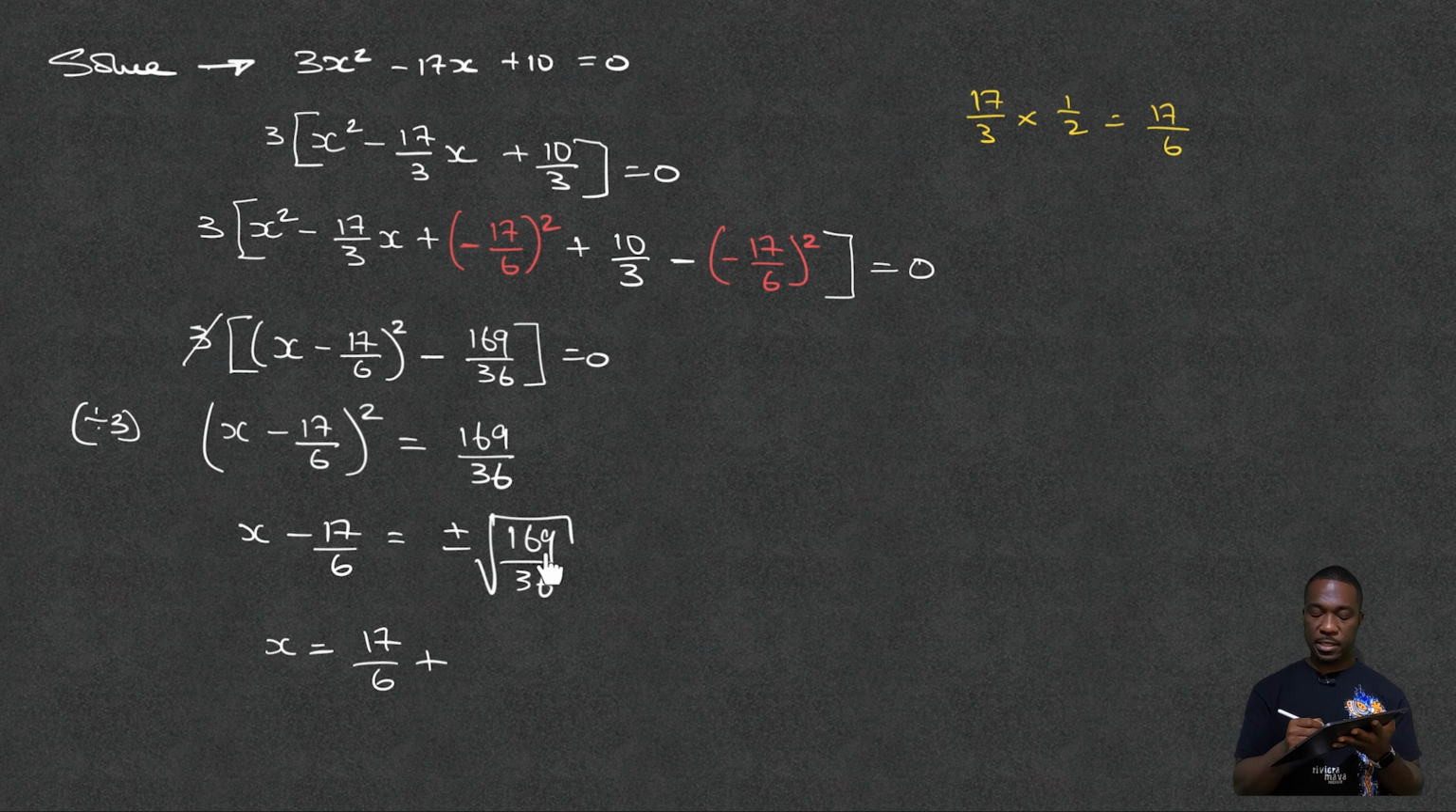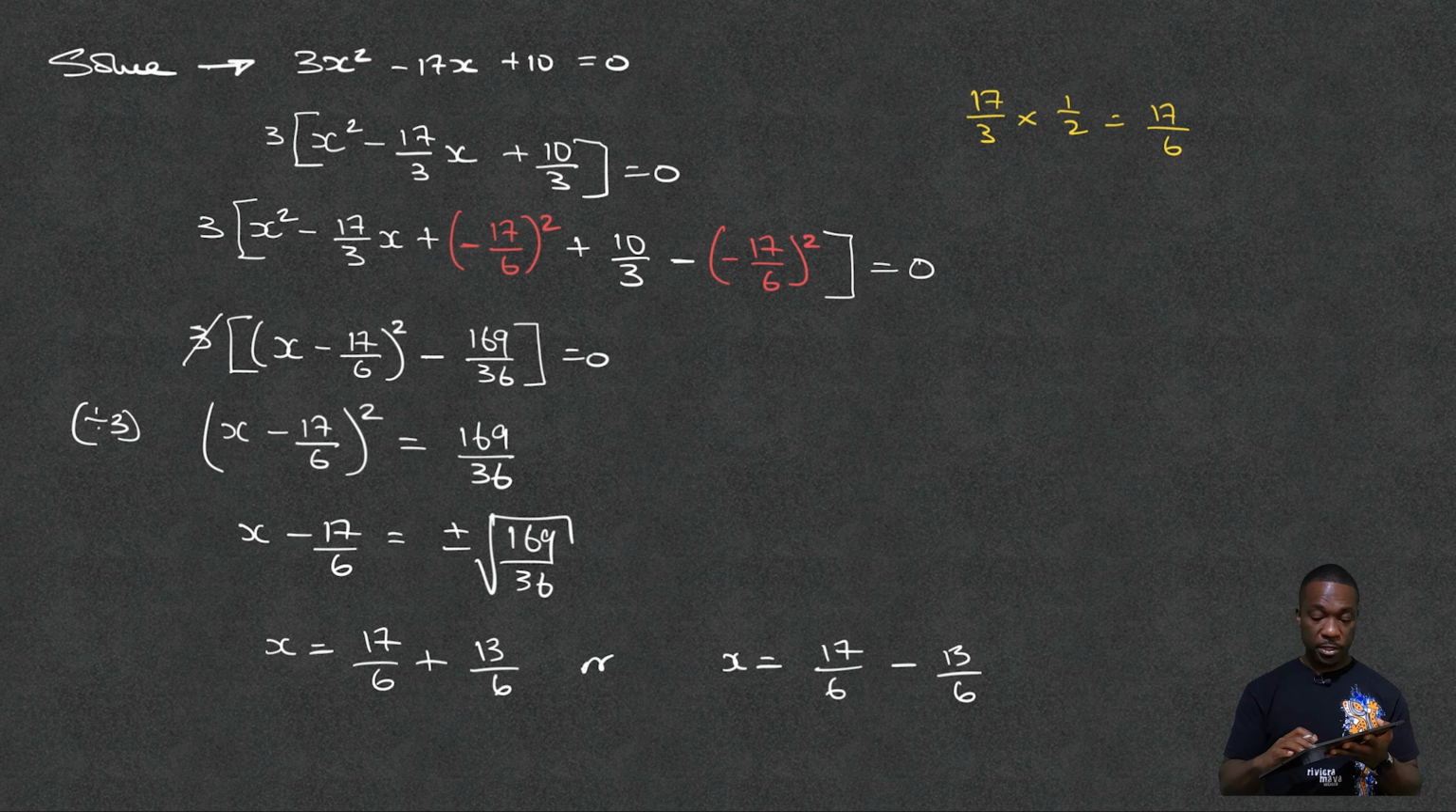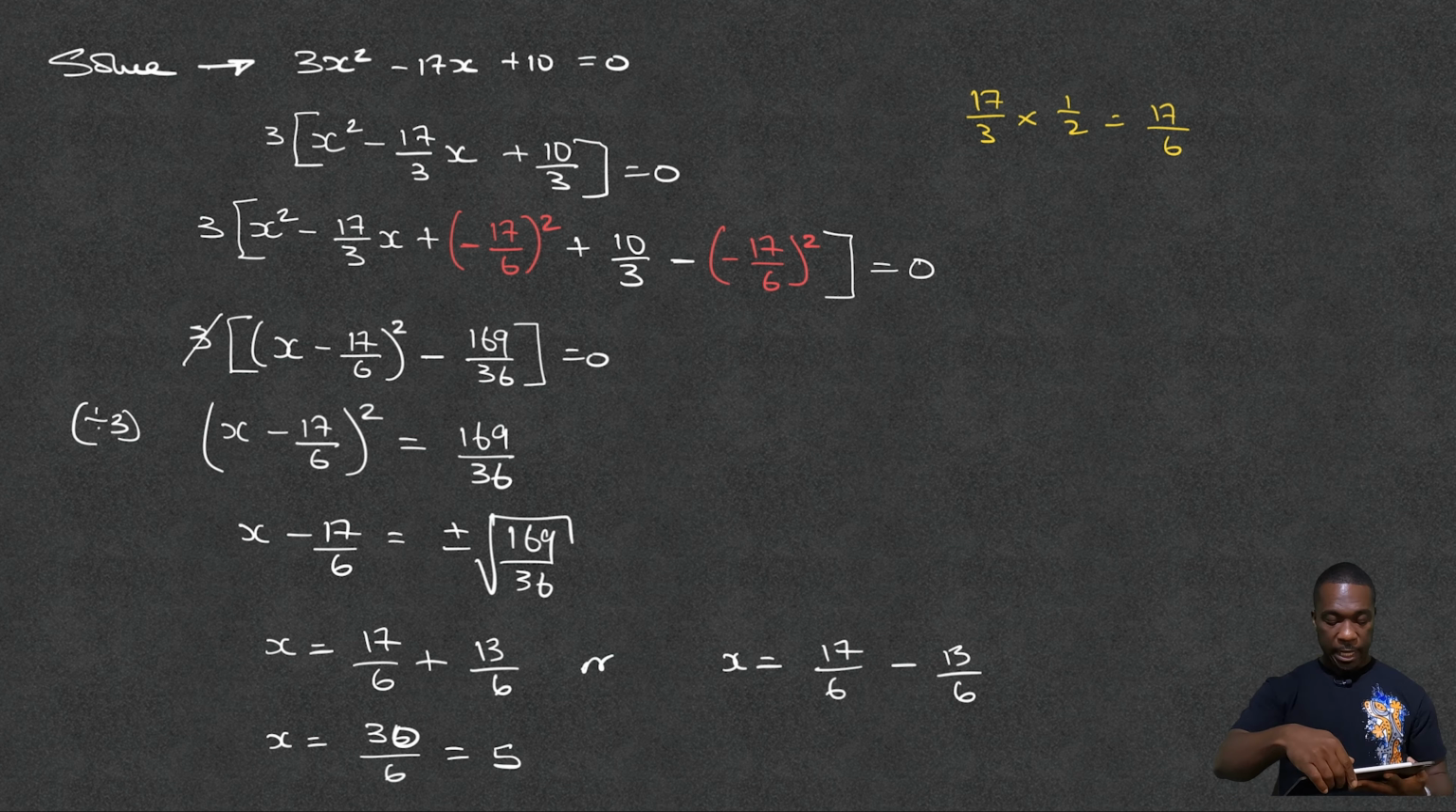Square root of 169 is 13. Square root of 36 is 6. So that's going to be 13 over 6. Or x will equal 17 over 6 take away 13 over 6 because of the plus and the minus. And so we finish off this question here now by just saying that x is equal to, well, 17 add 13 is 30. So that's 30 over 6 like so, which is 5. And so we see that that equals 5.